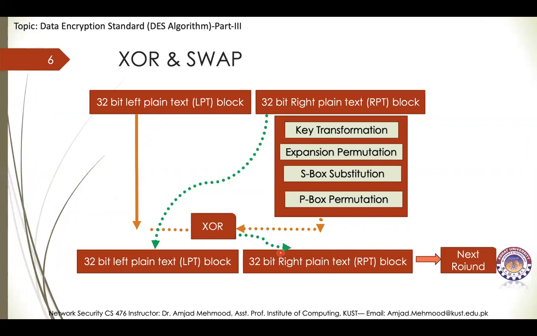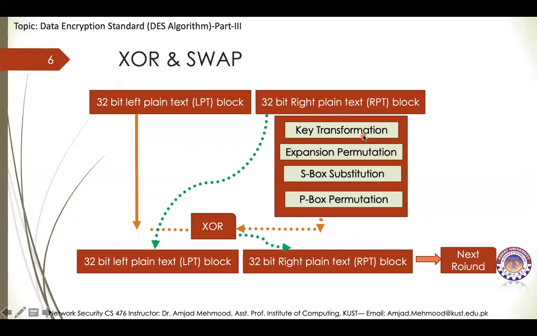So here we have 32-bit left plain text and 32-bit right plain text. After performing all the operations of round 1, an XOR operation is performed on the left side, and this becomes your right plain text, and the right side plain text is passed to the left plain text. This is how the swapping is performed.